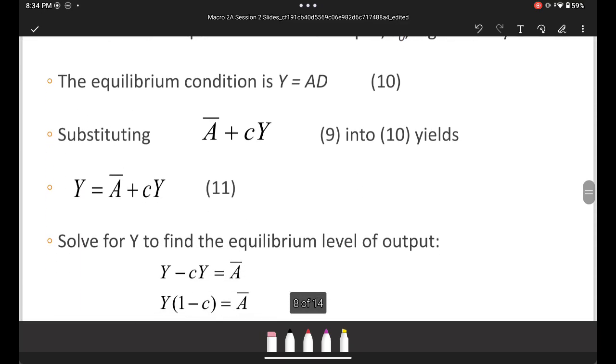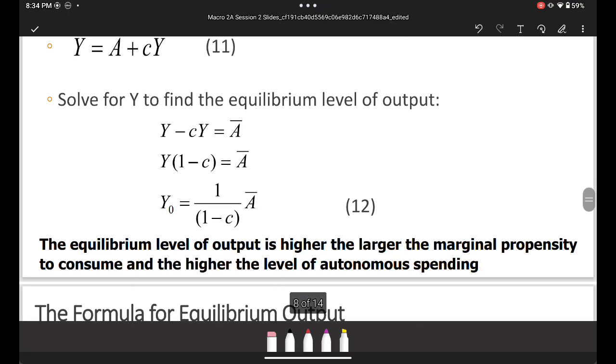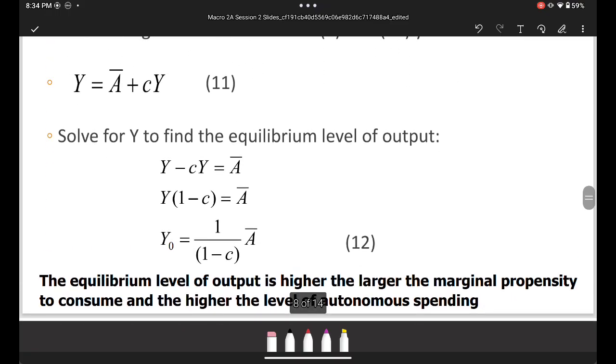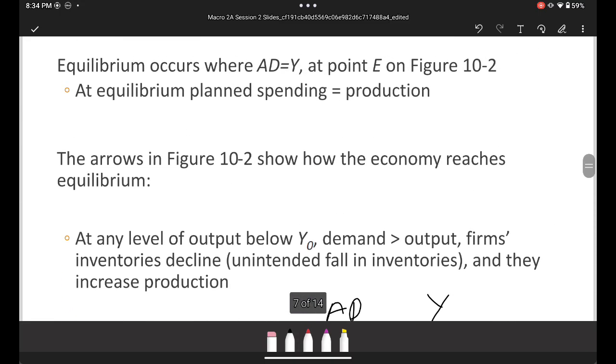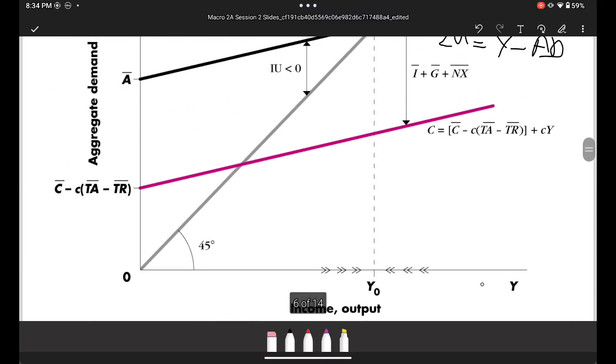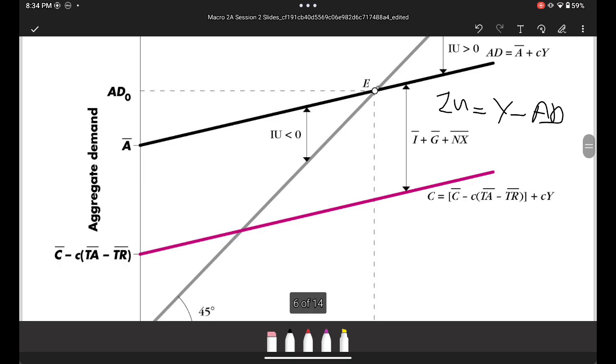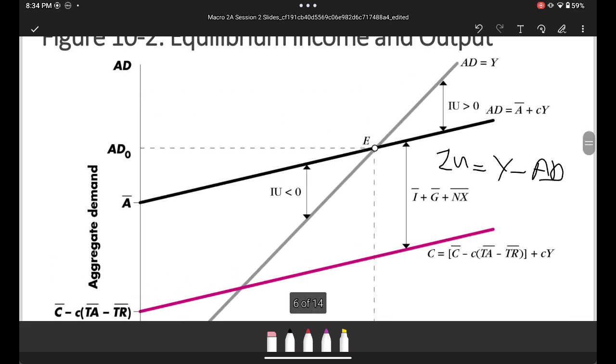Equilibrium output: y is equal to AD. So okay, just ignore everything I said. All you need to know is this formula here. How do you work out the equilibrium output? The equilibrium output is the output where they meet. See, AD meets y over here. This is the equilibrium output.